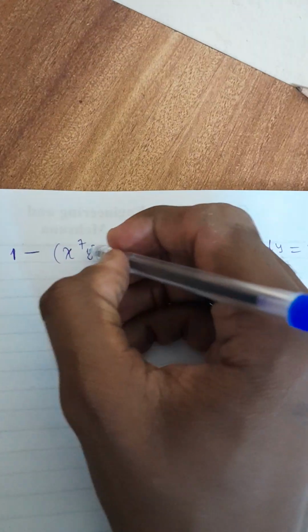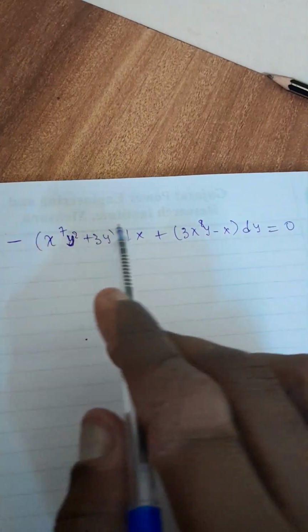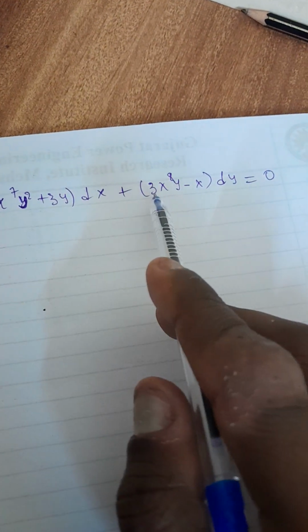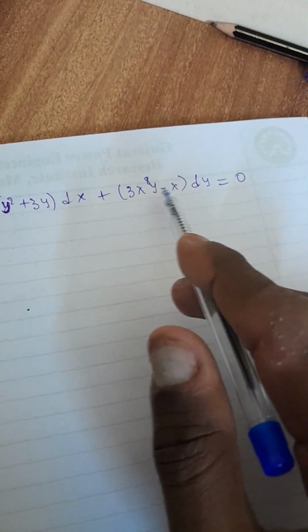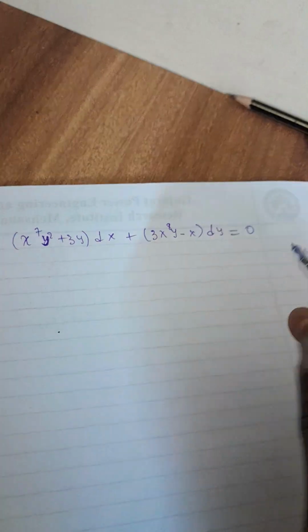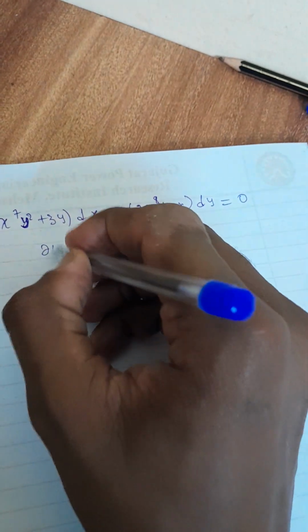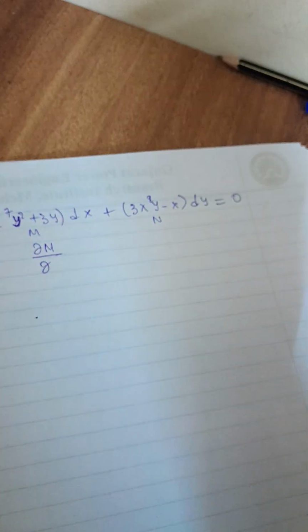As you can see, this is x raised to 7 y squared plus 3y dx plus (3x raised to 8 y minus x) dy equal to 0. So here, this equation, as you can see, is not, how can I say, directly exact; you can check that. Here I know that this is M and this is N.